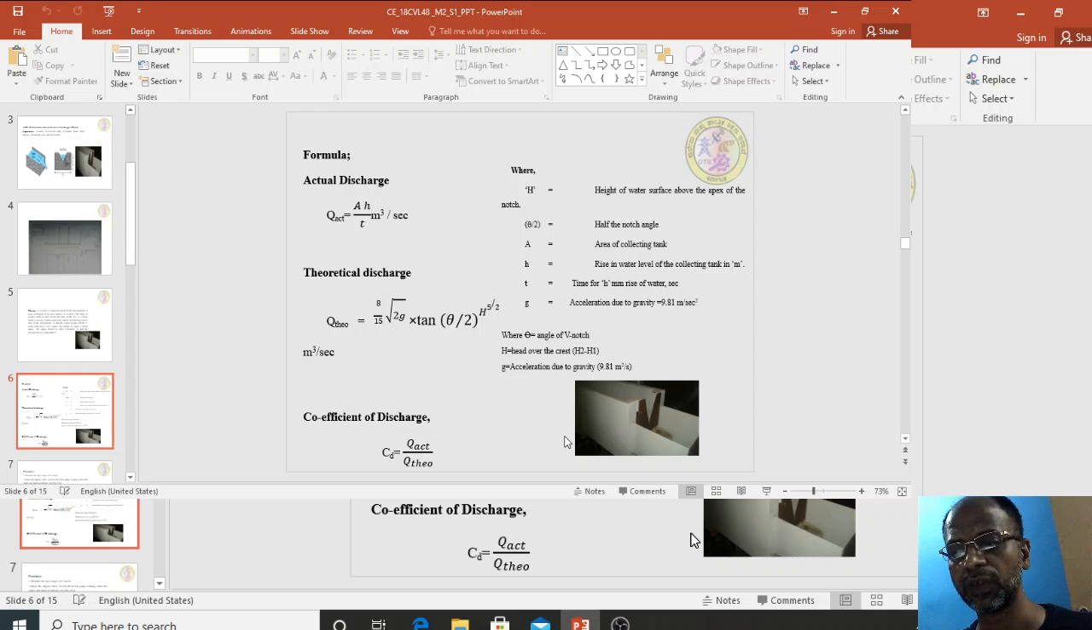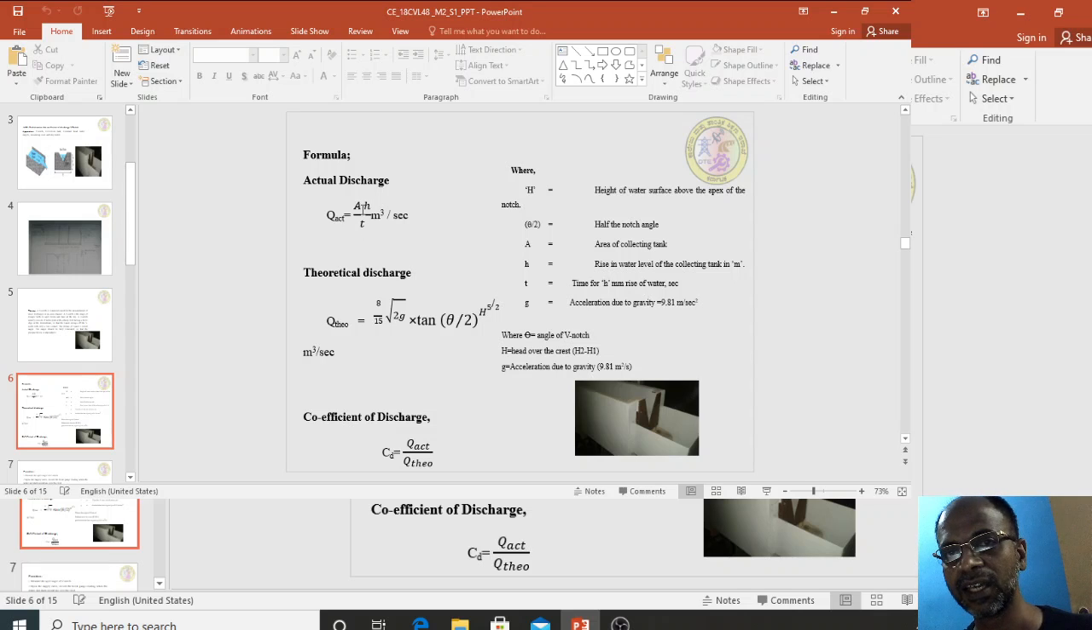If your instrument is 100% intact in nature, CD should be equal to 1. When CD is equal to 1, it means Q theoretical is equal to Q actual. So the actual discharge is given by the formula AH by T.